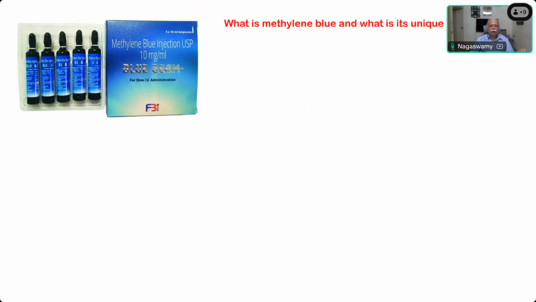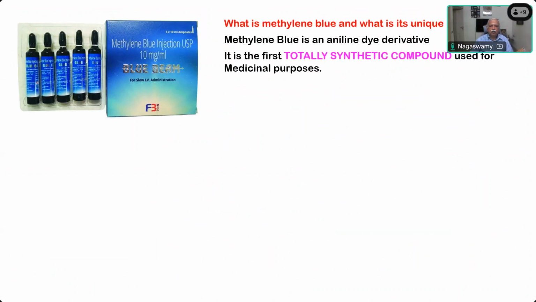What is methylene blue and what is its unique property? It is 100% excreted in urine. Okay. It is a biological dye, an aniline dye derivative. First part of the question, what is methylene blue? It is an aniline dye derivative. It is the first totally synthetic compound used for medicinal purposes.